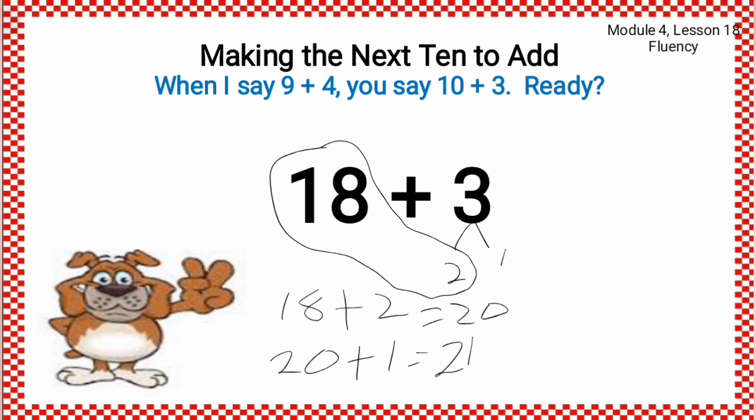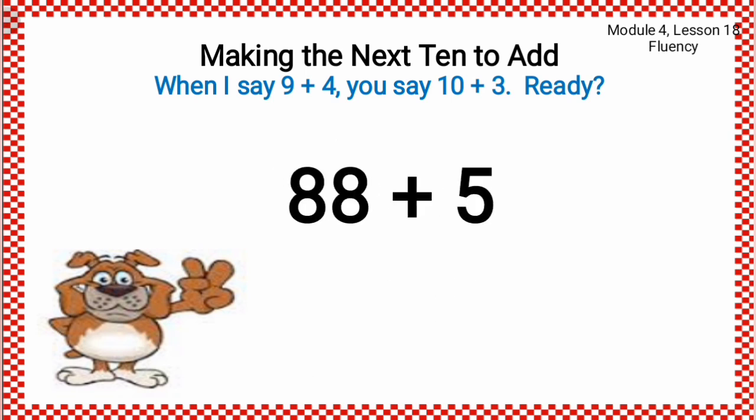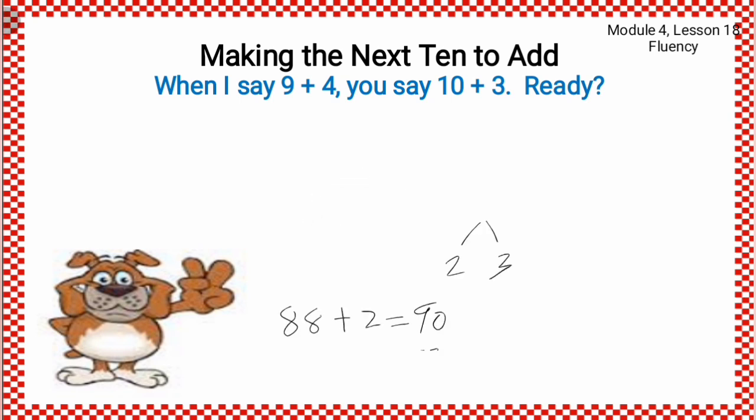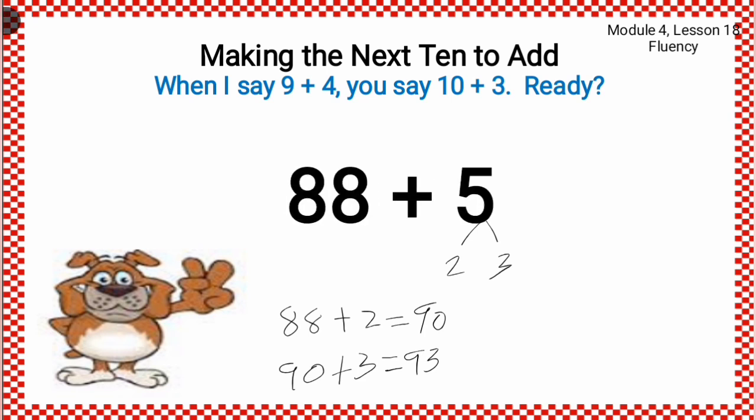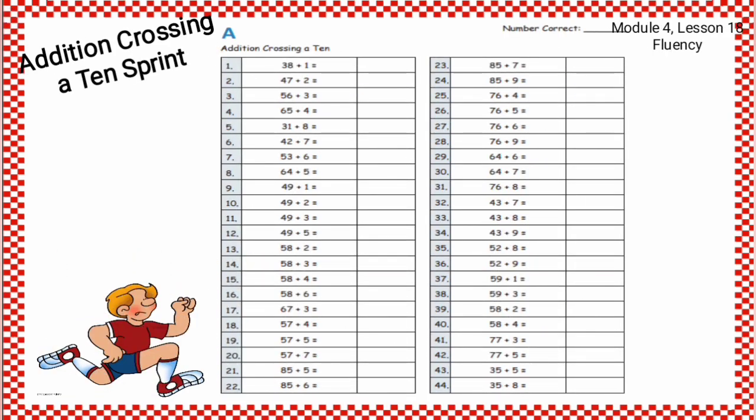See? I want you to always use this strategy whenever you are faced with addition problems. Quickly think about the next 10 to the number you are adding. 88 plus 5. What's the next 10 to 88? It's 90. And what does 90 need? It needs 2, so I'm going to break 2 away from 5, breaking my 5 into 2 and 3. 2 added to 88 is 90. 90 plus 3 is 93. Therefore, 88 plus 5 is 93.